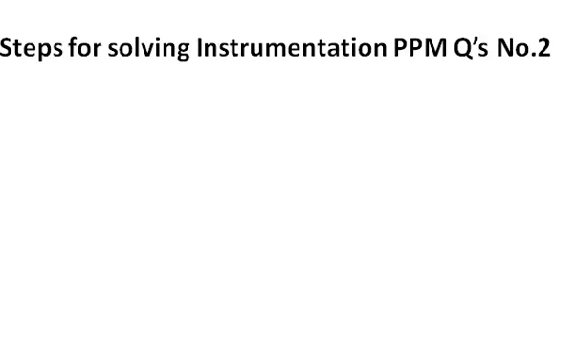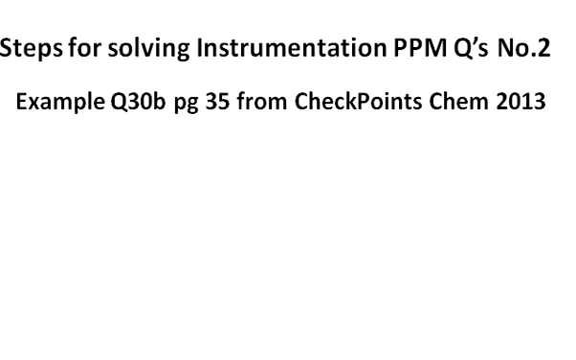This is the second example of steps for solving instrumentation parts per million questions. The example I'm going to use is question 30B from page 35 of the 2013 CheckPoints in Chemistry, Unit 3 and 4.